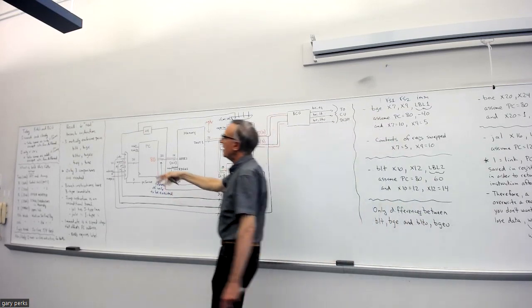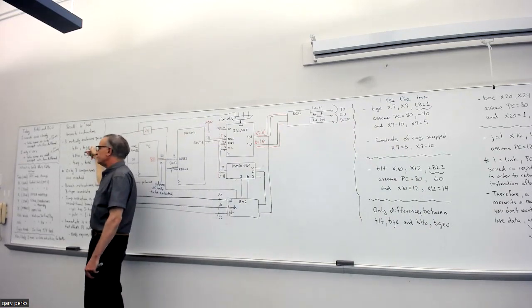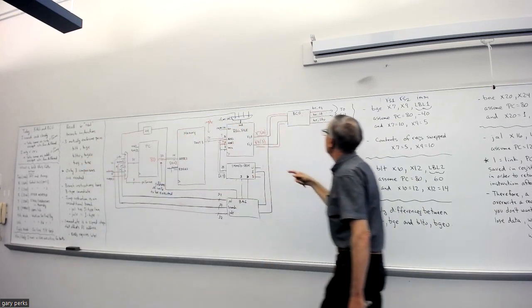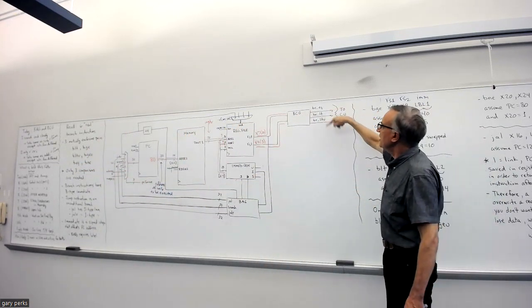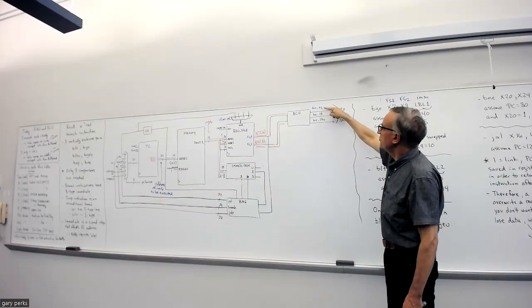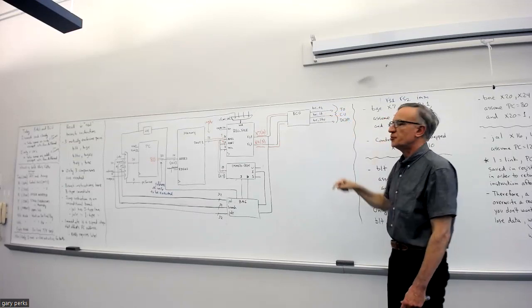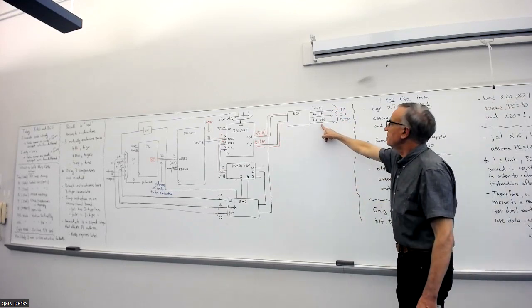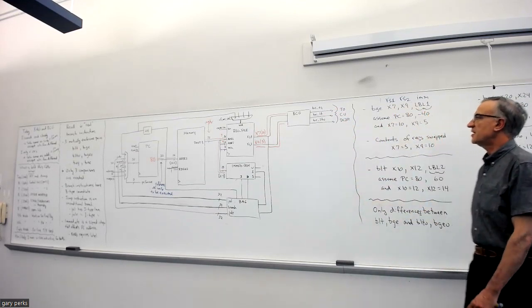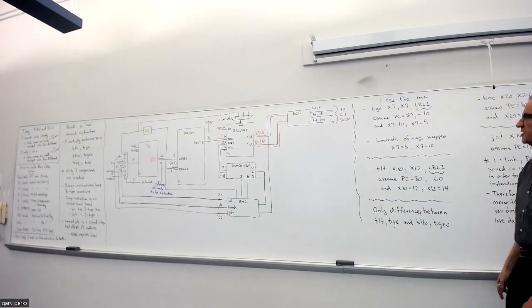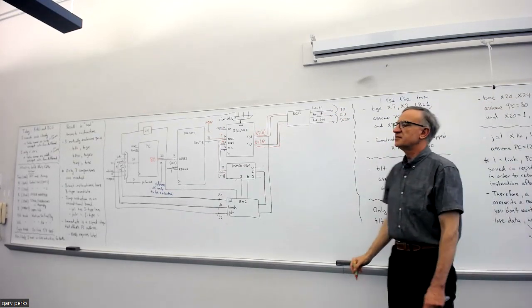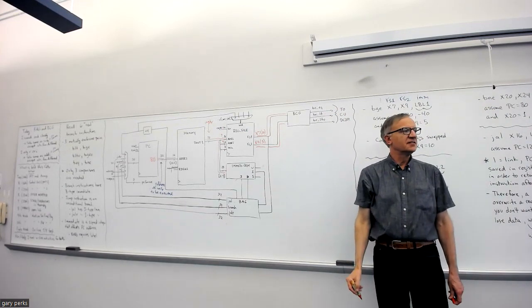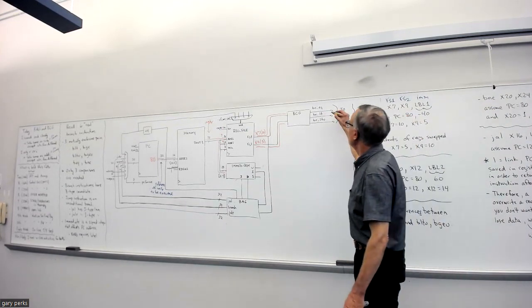This is where you're going to have three if-else statements. Notice there are three outputs: a branch equal output, a branch less than output, and a branch less than unsigned output. So what do you think we're going to have here for one of these outputs? 0 for which one? Yeah, the middle one.